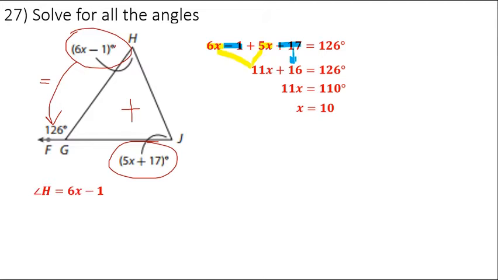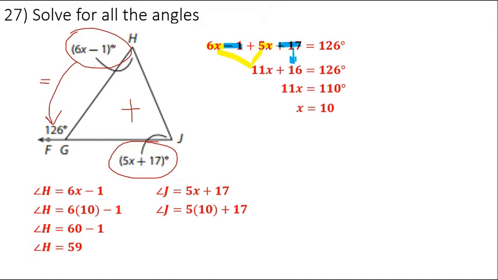So I start off with solving for angle H. Angle H is 6x minus 1. So I take my 10, plug it in for x. So I get 6 times 10 minus 1, which gives me an angle H of 59 degrees. Okay, now angle J is 5x plus 17. So again, I take x equals 10, plug it in. 5 times 10 plus 17, or 50 plus 17, which gives me an angle of 67.